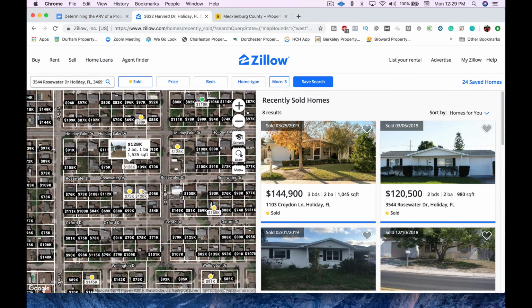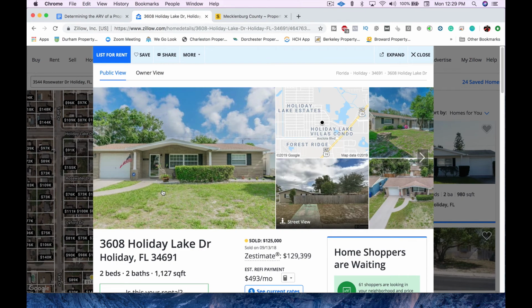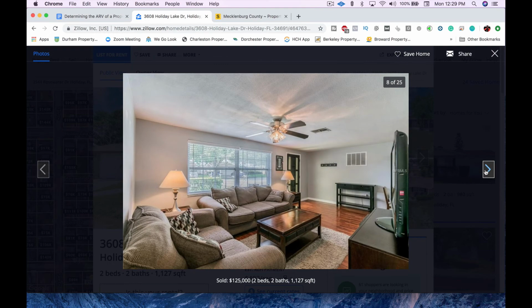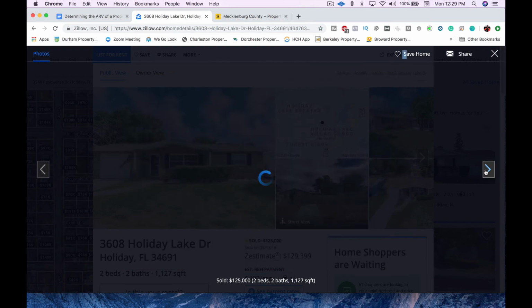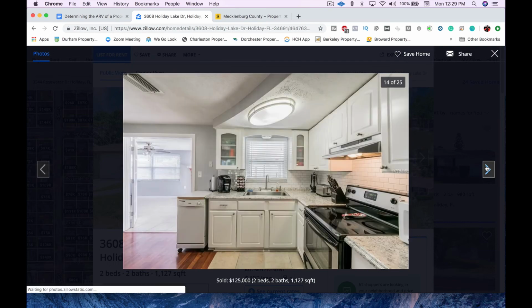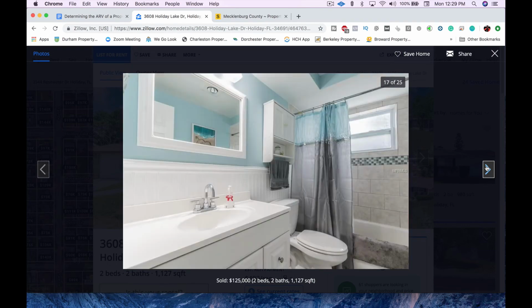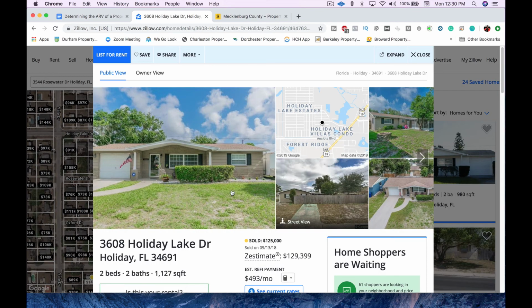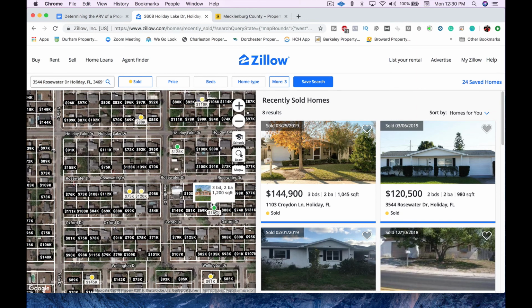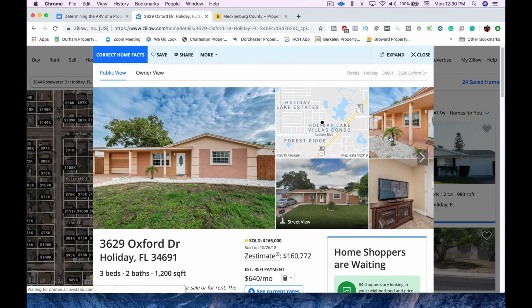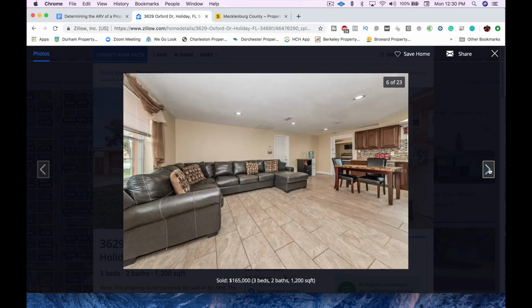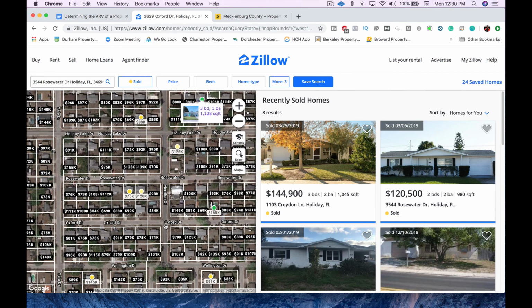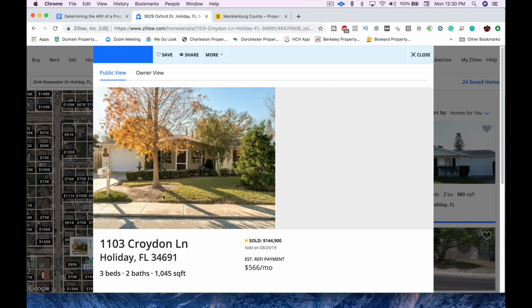So let's try to find a completely renovated home. What does that look like? Yep. So this is completely renovated. Probably was lived in for a couple years before it was resold, but still it looks pretty nice. 160. So this is a little bit larger than ours. So I wouldn't even consider this as a comparable sale. 145K.